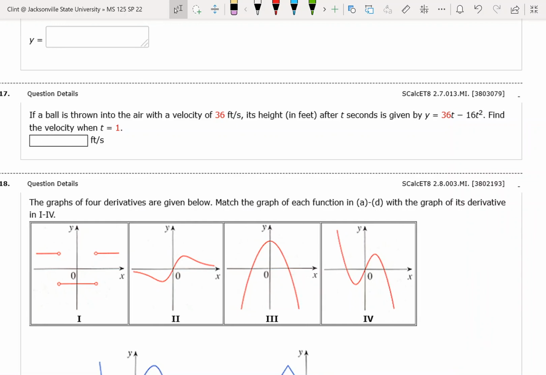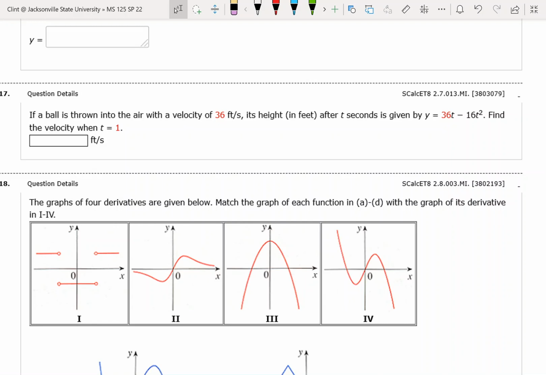So 17, let's see. A ball is thrown into the air with a velocity of 36 feet per second. Its height in feet after t seconds is given by this equation. Find the velocity when t equals 1. Okay, so that's equivalent to asking what the slope of the tangent line is at an x coordinate of 1. So we need to figure that out.